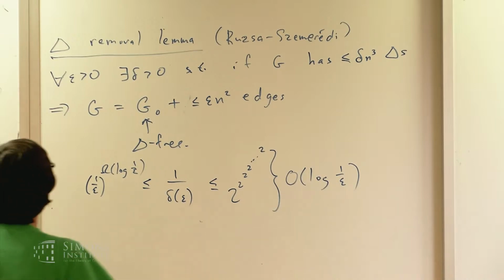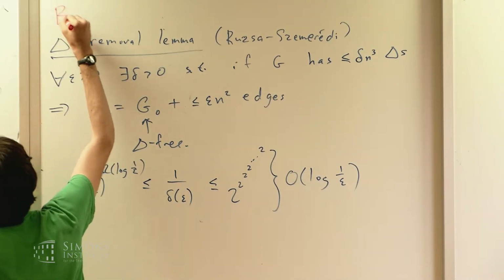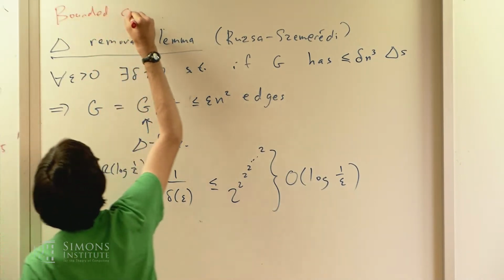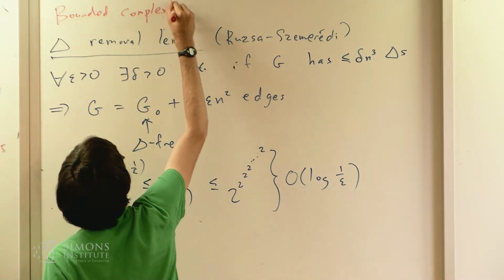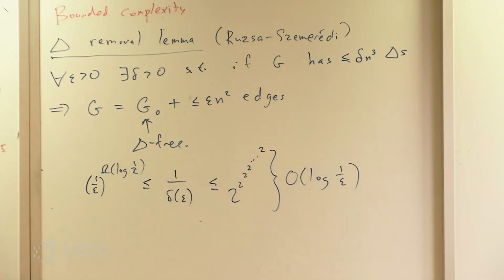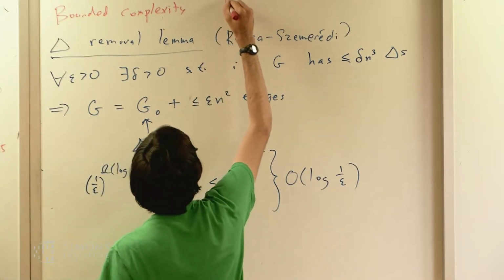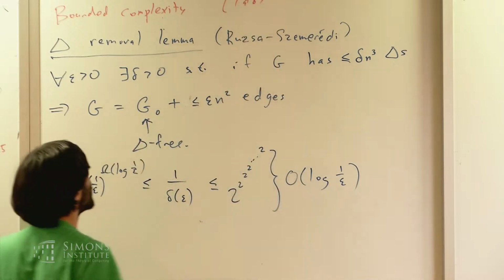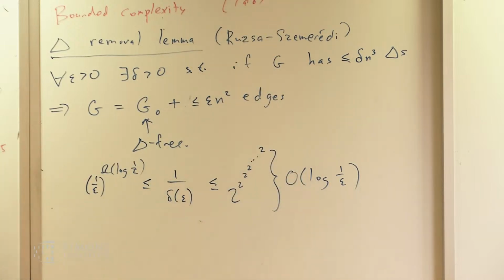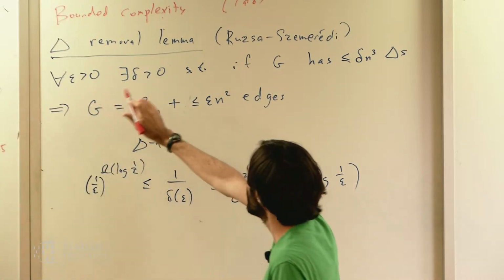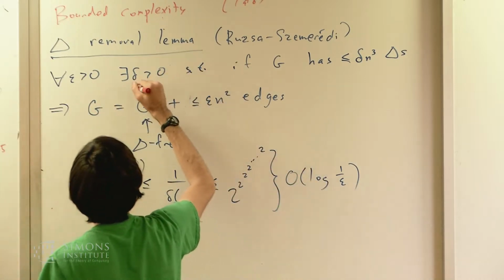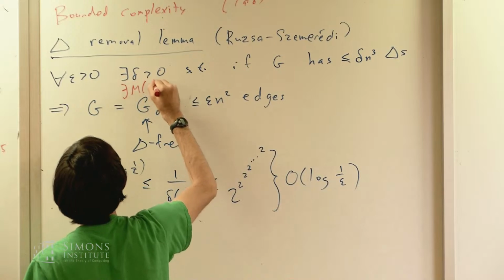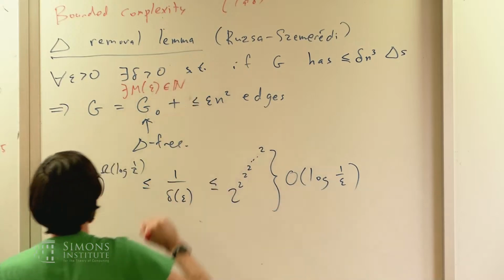So the thing that I want to now talk about is what is sometimes called the bounded complexity triangle removal lemma. And this, I think, was first observed by Terry Tao, although I think probably a lot of other people sort of noticed it at some times. And it says, for every epsilon, there exists a delta. But there also exists some m of epsilon, which is an integer.